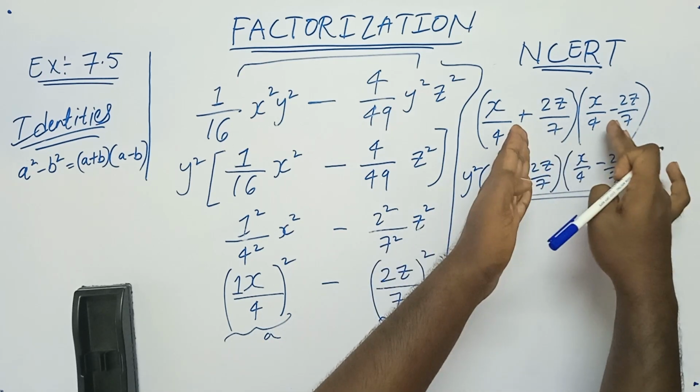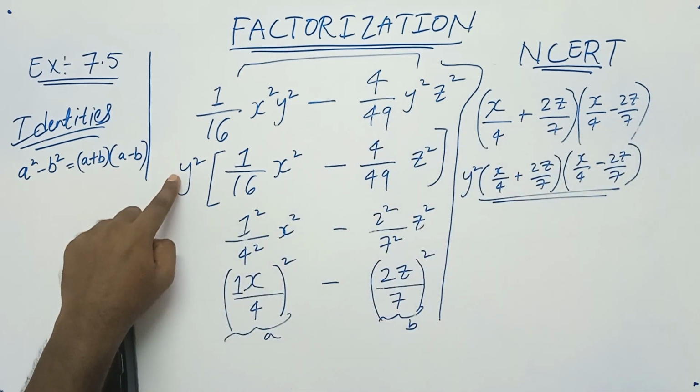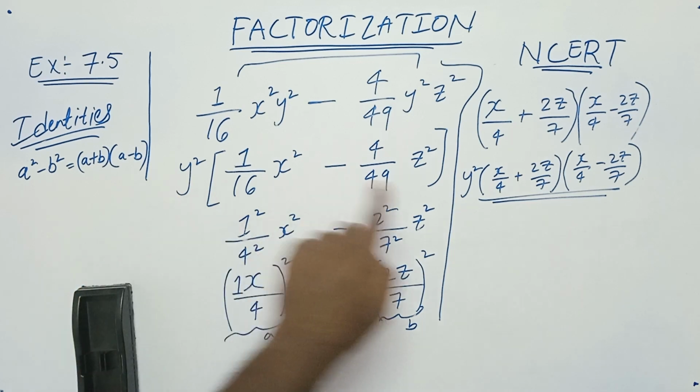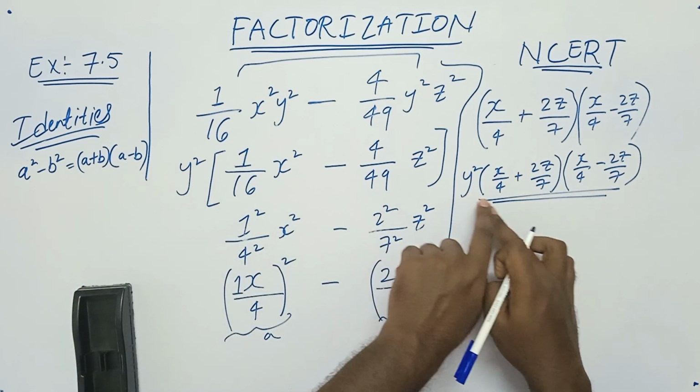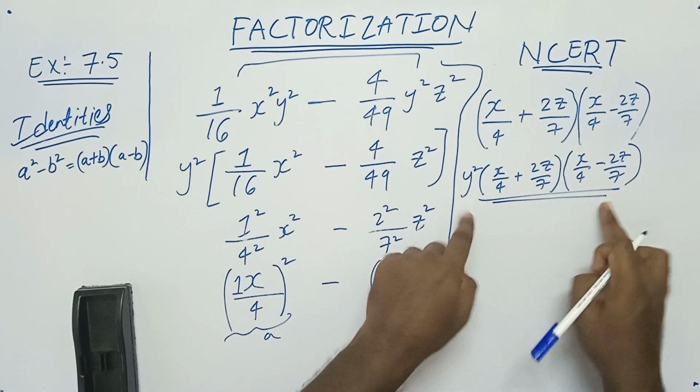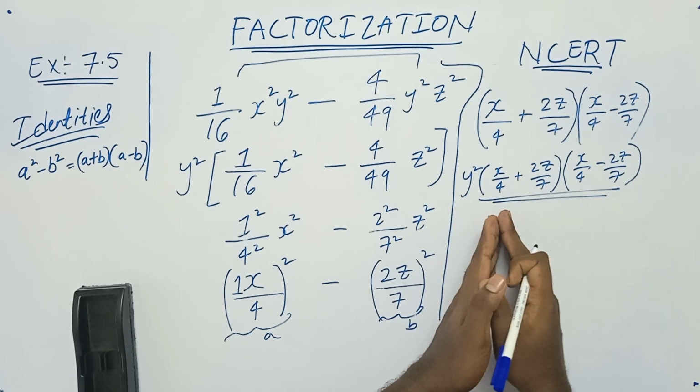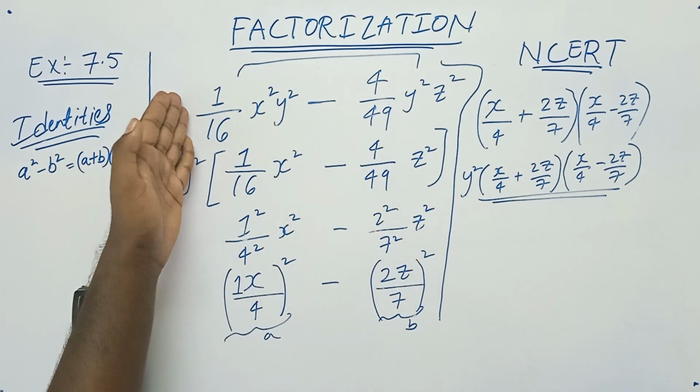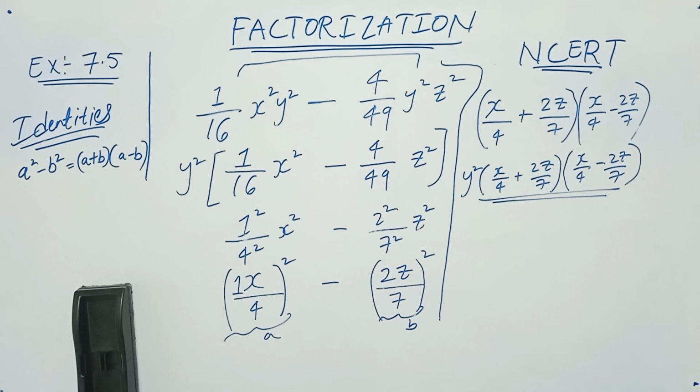We got a product of two factors. Just remember, we already have y square as a factor. Now if we write the y square along with the two factors, we got three factors, which are the factors of the given expression. So this is how we are going to solve the given expression.